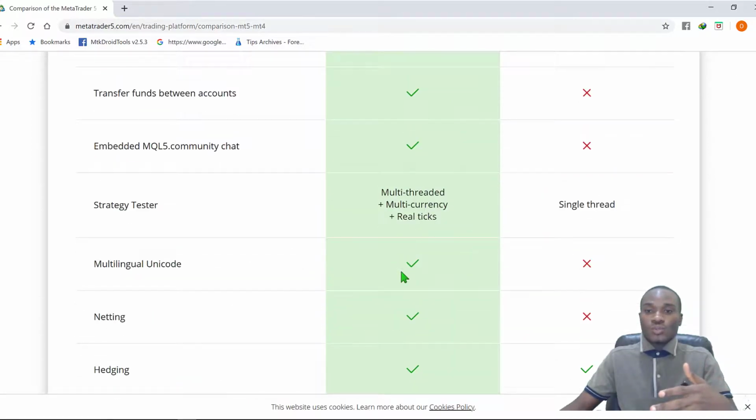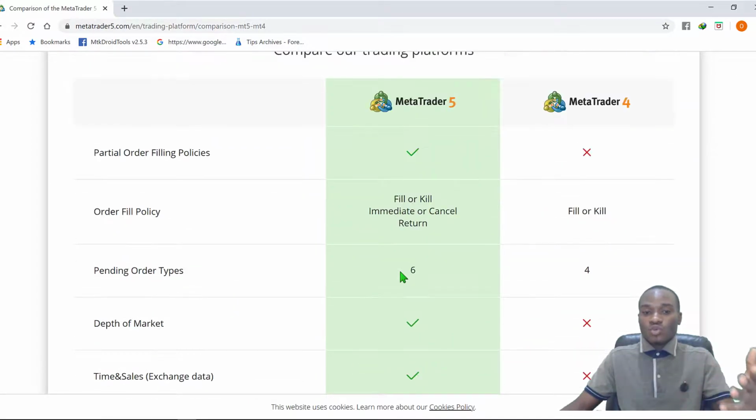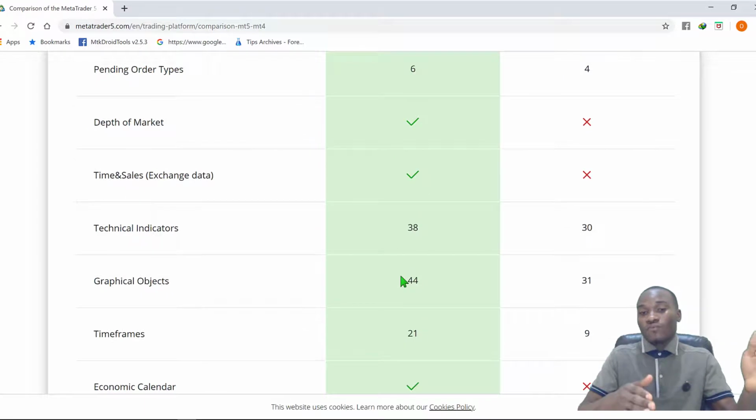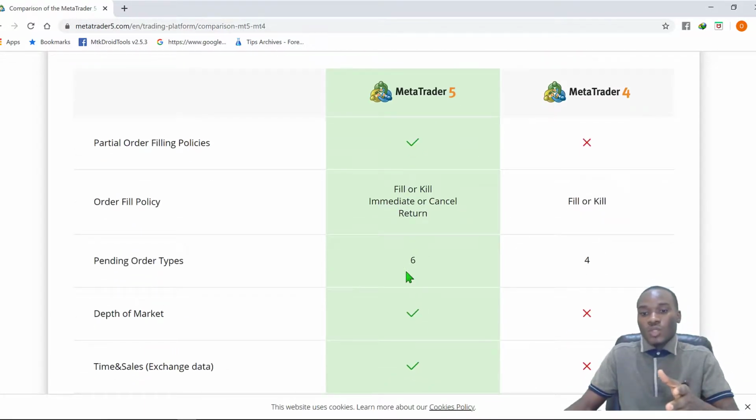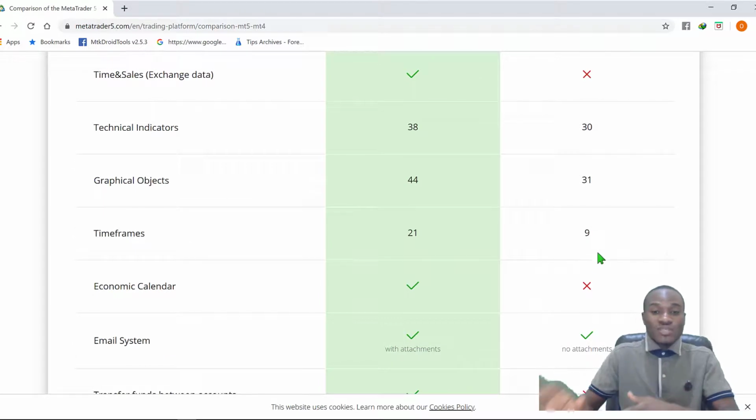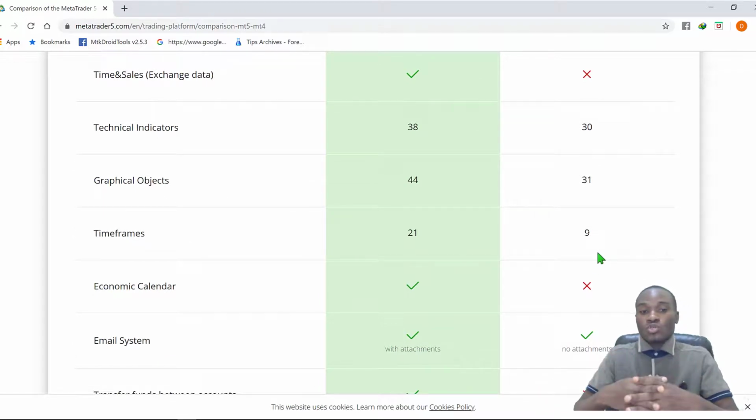And then you have different time frames on the Metatrader 5, which you don't have on the Metatrader 4. Actually, the time frames you have on the Metatrader 4 are just 9. So if you're the type of trader who wants access to a lot of different time frames on your trading chart, then you can use the Metatrader 5, which offers 21 time frames. So that is everything you need to know about the similarity between the Metatrader 5 and the Metatrader 4. There is nothing very spectacular about it.